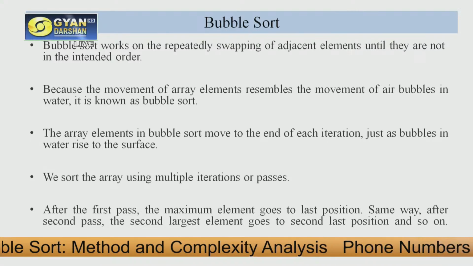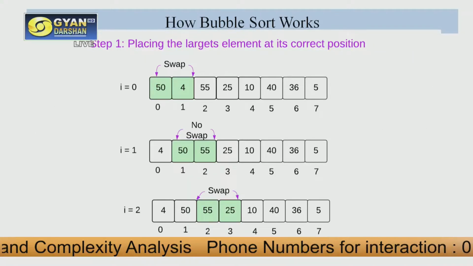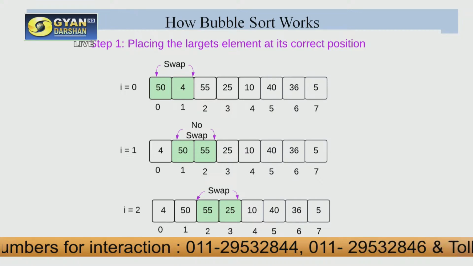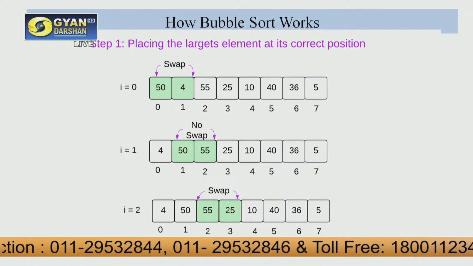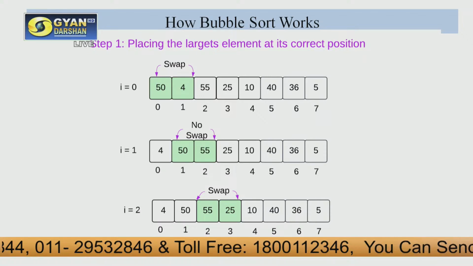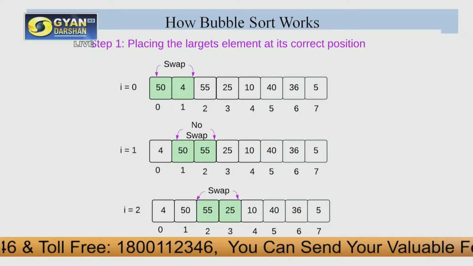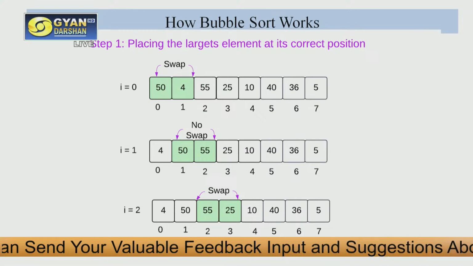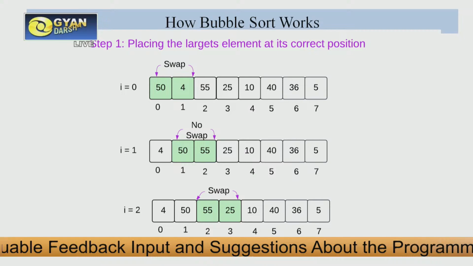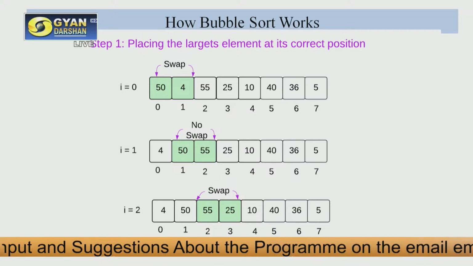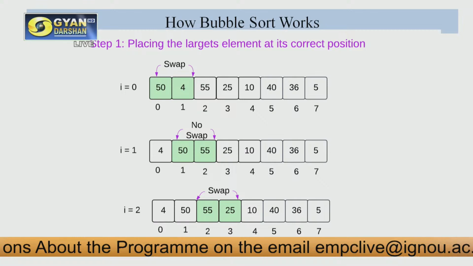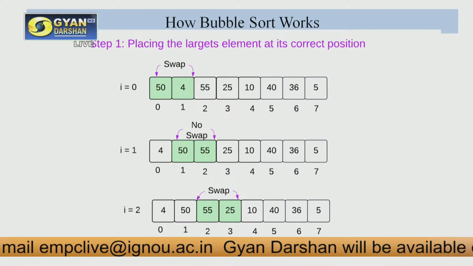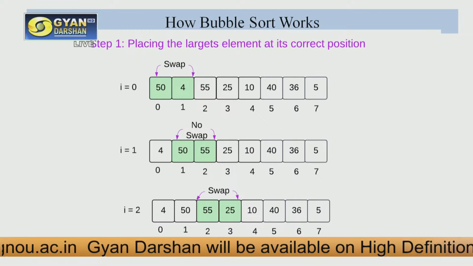So let me discuss it with the help of one example. Here we have 8 elements which are arranged in an array randomly. Bubble sort says that in pass 1 we try to place the largest element at the last location, or we can say each element is required to be placed at its correct position in every pass. So in the first pass, the largest element goes at the last location. In the second pass, the second largest element at the second last position, and so on.